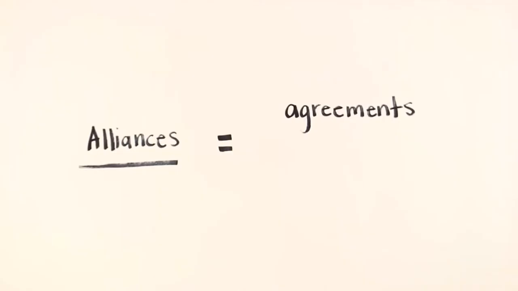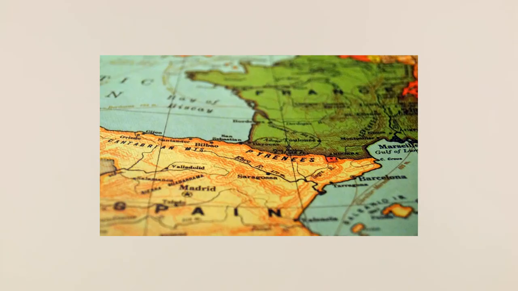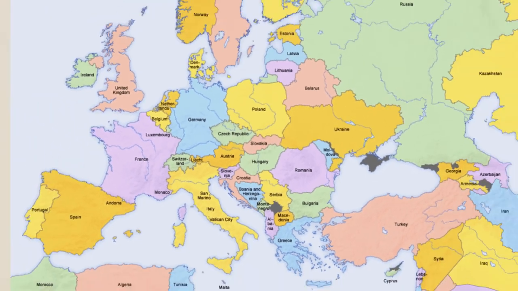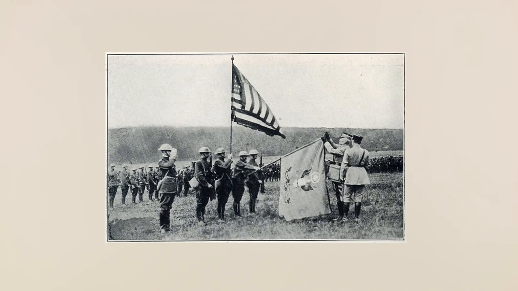Alliances are agreements between nations. Nations often form alliances with other countries to help both parties involved. For example, if one country is attacked, the other countries in its alliance will support that country. A good example of this is World War I, when the nations of Europe were divided into alliances. An event in one country triggered those alliances to go into effect. As a result, many European countries quickly became involved in the war.